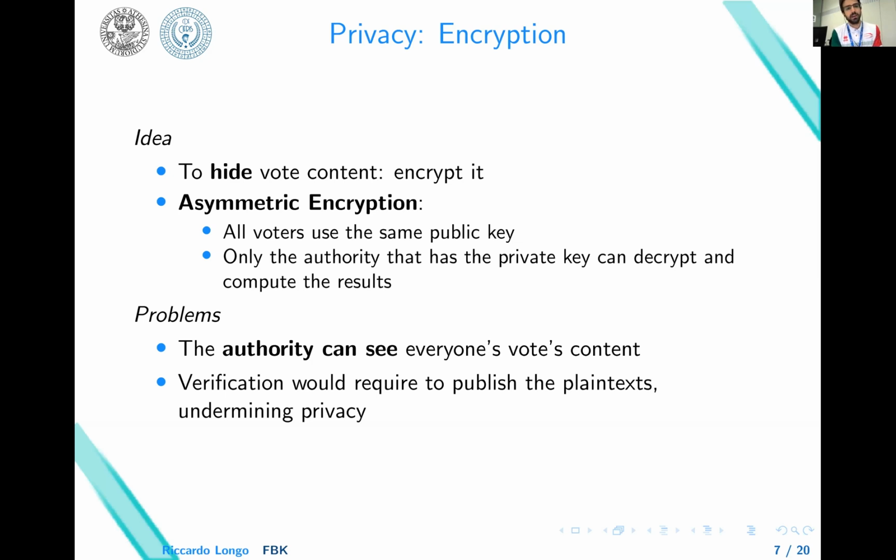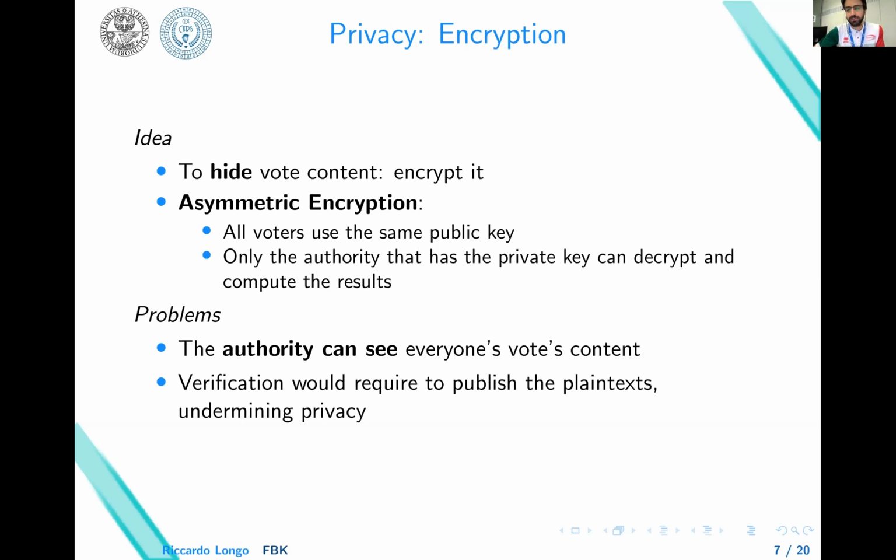Of course, there are some obvious problems. For example, the authority can see everyone's vote contents. So we have to trust the authority not to break privacy. And this is an assumption that we don't really want to make. Another problem: if you want to have some verifiability, then in the verification process, we should be able to see that the tally is correct. And how can we do that? We have to see the plaintext. So we will have to reveal the content of the votes. And so we have not really achieved privacy.